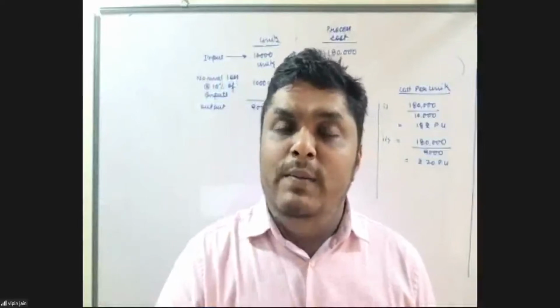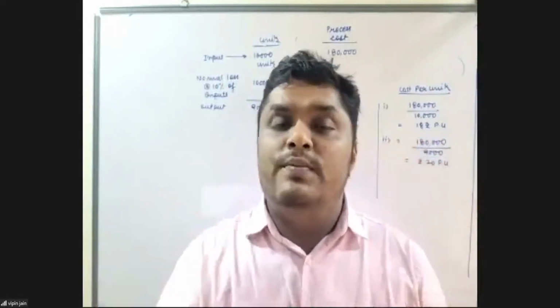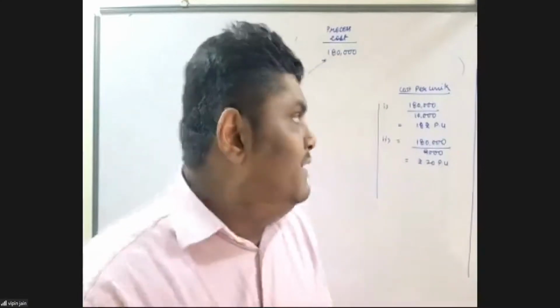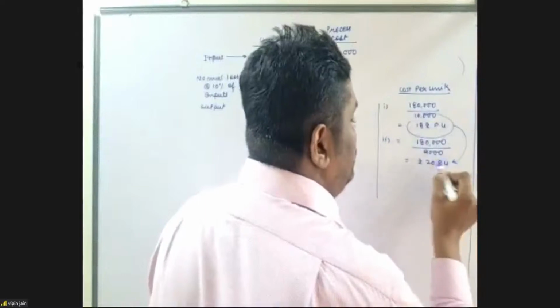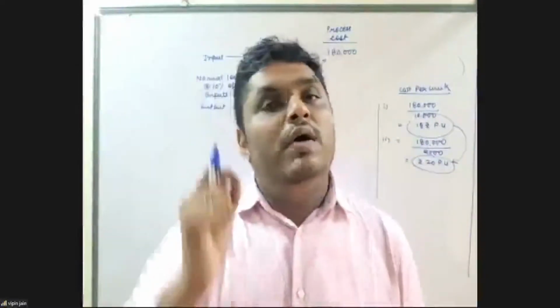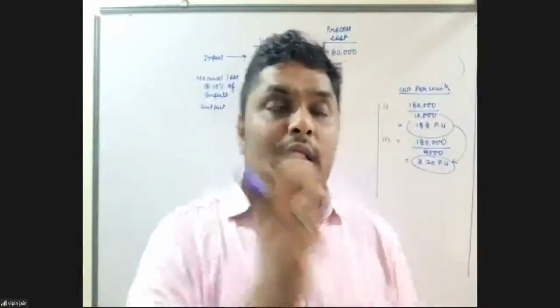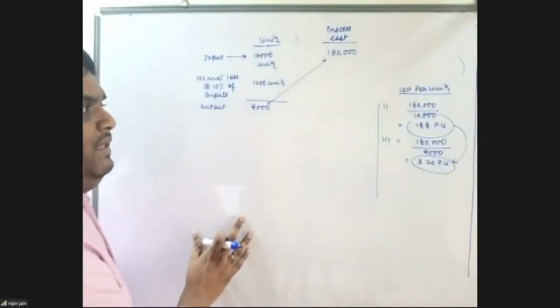When talking about the treatment of normal loss, the cost of normal loss is to be absorbed by the 1,000 units. And this is the reason why the product cost is inflated from 18 to 20 rupees. Normal loss की वजह से हमारा product cost क्या हो गया? Inflate हो गया. Because the loss of these 1,000 units is absorbed by the remaining 9,000 units.